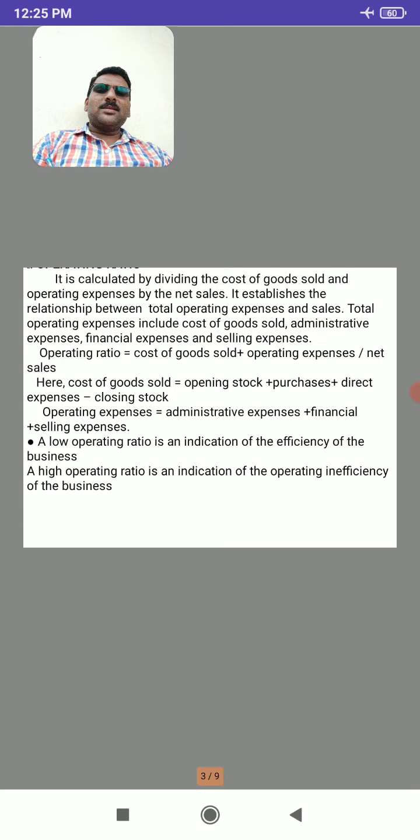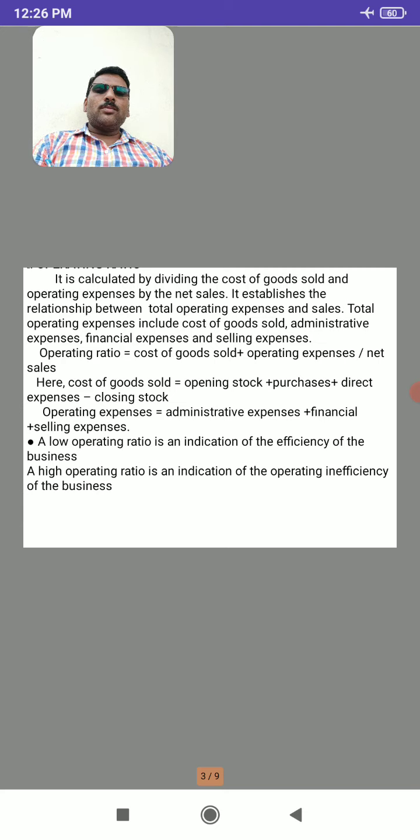So this ratio establishes the relationship between total operating expenses and the sales. What are total operating expenses and what do they include? We see cost of goods sold, and with the cost of goods sold, administrative expenses, financial expenses and selling expenses. So with the cost of goods sold, we have to add administrative expenses, all the financial expenses and the selling expenses. So the operating ratio can be calculated as cost of goods sold plus operating expenses divided by net sales.